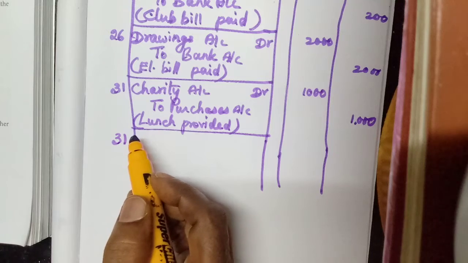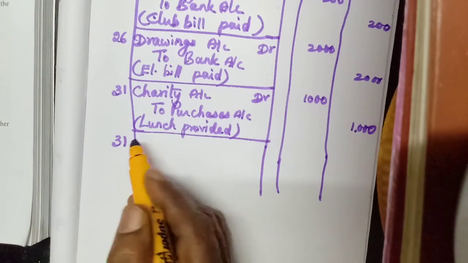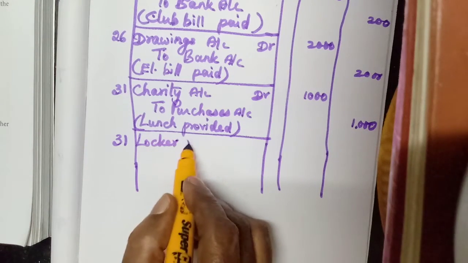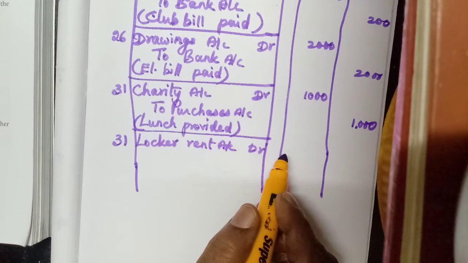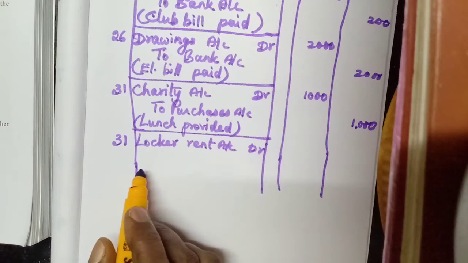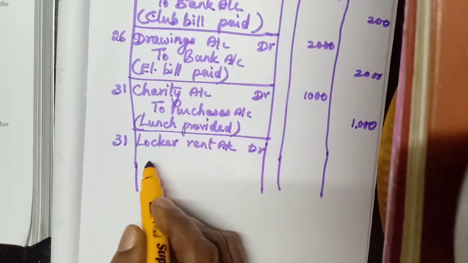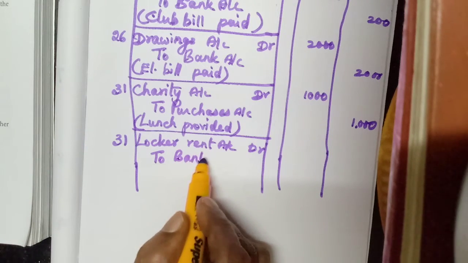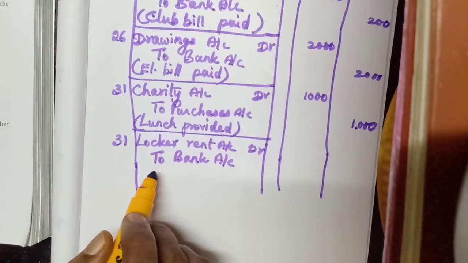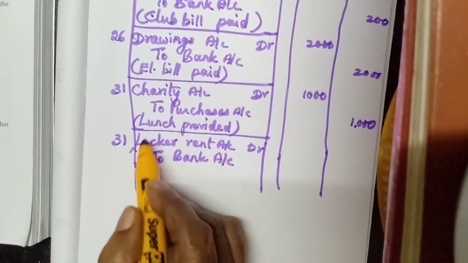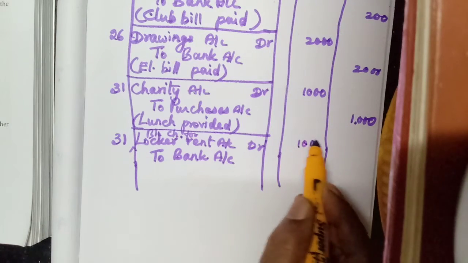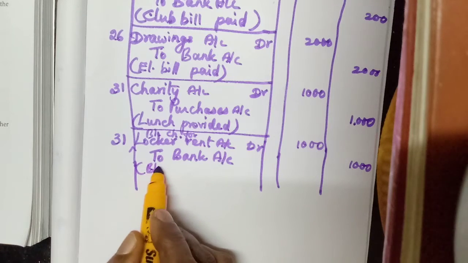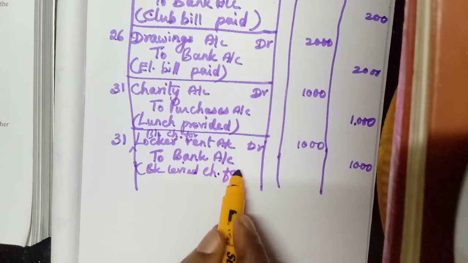Again 31. Bank levied charges for locker rent. Locker rent is the expense name, isn't it? Locker rent account debtor. Bank levied charges. So who is paying that one? The bank, because the bank account will get reduced. Here we can write bank charges for the locker rent, that also we can write. Bank charges for locker rent to bank account, 1,000. Bank levied charges for locker rent.